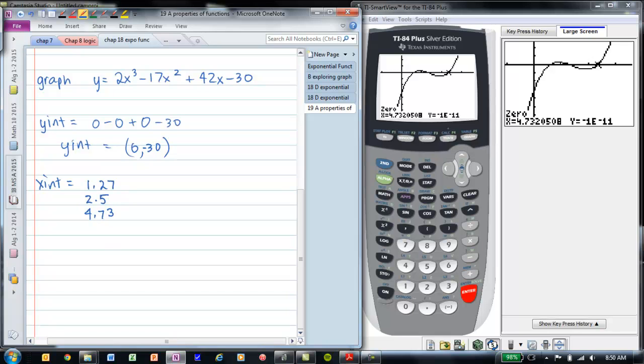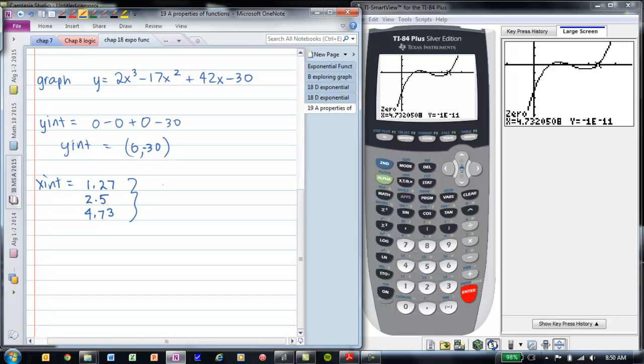4.73. Now notice, on this one, when I look at my calculator, it doesn't tell me that y equals 0, but it does tell me that y equals negative 1 times 10 to the negative 11th, which is essentially 0. So as long as this number is super, super, super small, you can be pretty safe. You can bet on this number as being your actual 0. Okay, so we've got our y-intercepts, we've got our zeros, and these are all points.